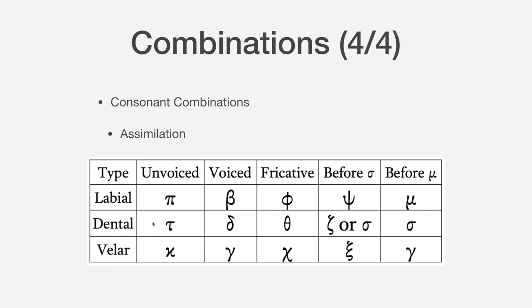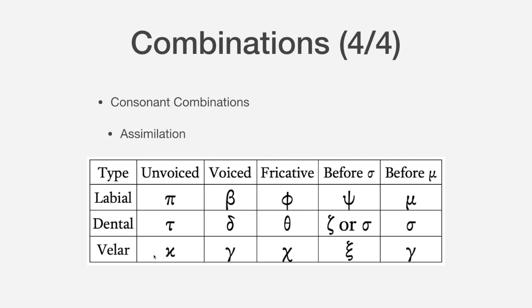Next we have dentals. So t, d, which uses your vocal cords, and th, which is a sound you can sustain. Before a sigma, a dental will turn into a zeta or a sigma. And before a mu, a dental will turn into a sigma. So Greeks wouldn't pronounce a word like Batman. They would say something like Bassman.